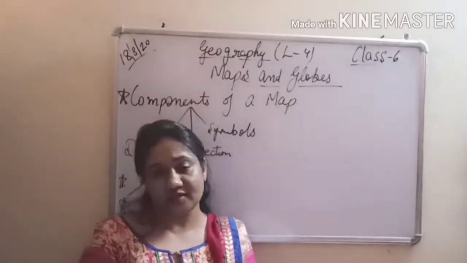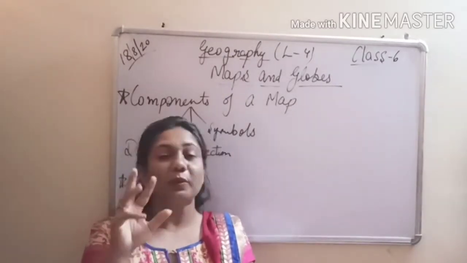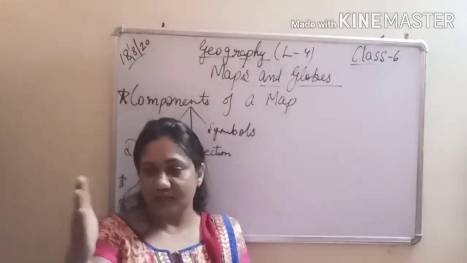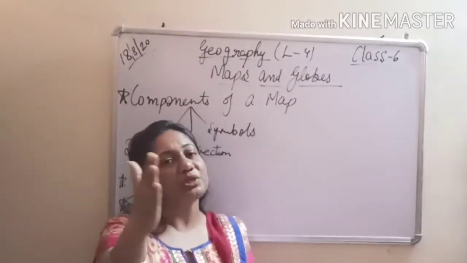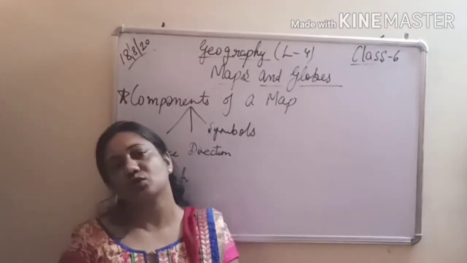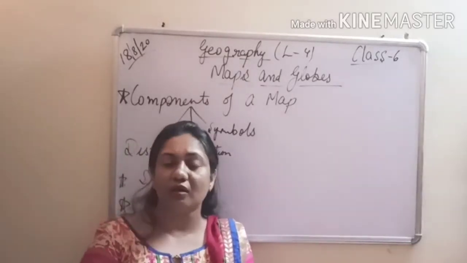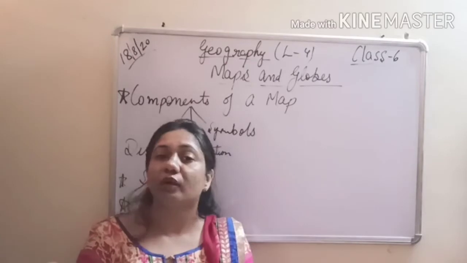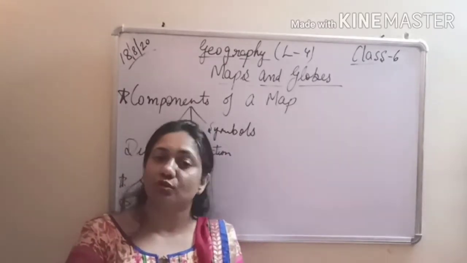What is distance? The space between two places is called a distance. So whatever space is there between the two places, it is known as distance. An important one mark objective question can be there: what is distance, or define distance? So you will write this line.